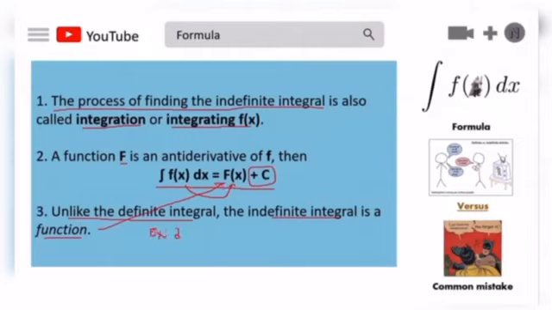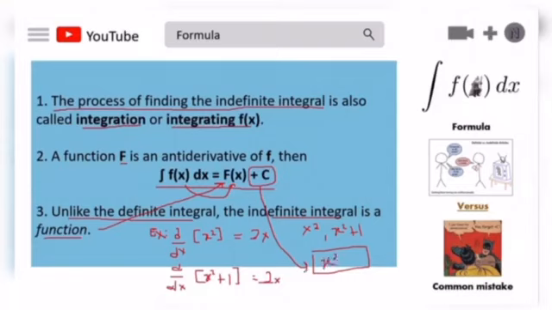Okay, like some examples here. d over dx of x squared, when we differentiate this, we get 2x, right? And d over dx of x squared plus 1 also gives 2x, right? So we can conclude the indefinite integral answers: what is 2x the derivative of? It is x squared or x squared plus 1, that is, x squared plus c. We put the integral of 2x dx, we get x squared plus c.